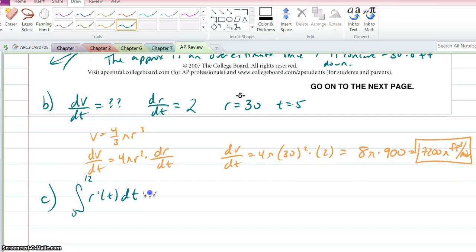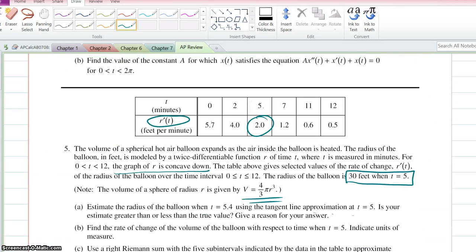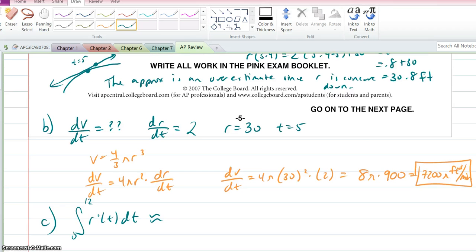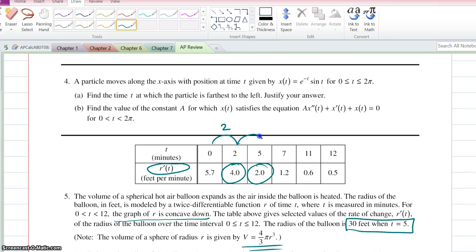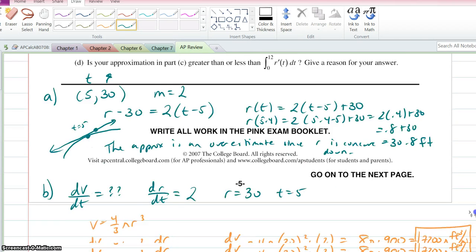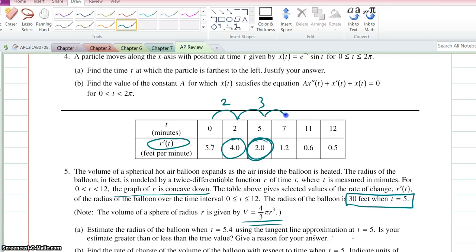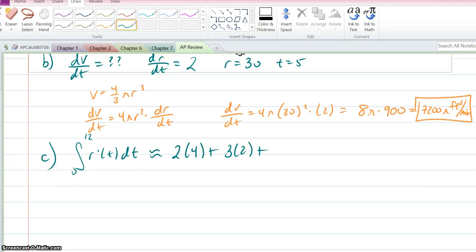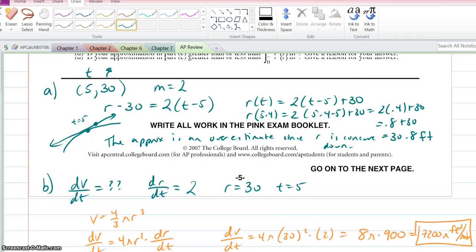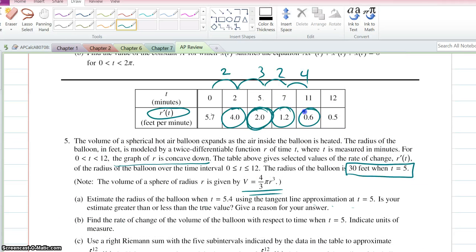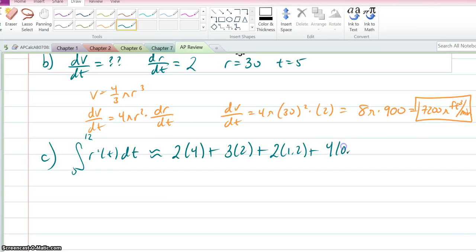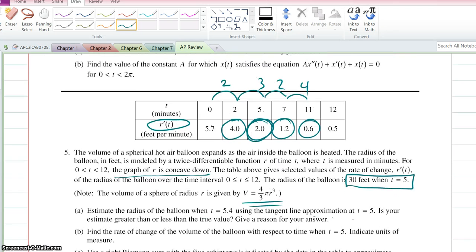So if we're going to do a RRAM to estimate this, let's go back and look at our rectangles. Our first rectangle is going to have a width of 2, and if we're doing a RRAM, it's going to be the right endpoint. So it'll be 2 times 4. Plus the next rectangle has a width of 3, and the right endpoint is that 2 that we've been using a couple times now. Plus the next rectangle has a width of 2 and a height of 1.2, again using that right endpoint. Plus the next rectangle has a width of 4 and again a height of 0.6. And then finally our last rectangle has a width of 1 and a height of 0.5.